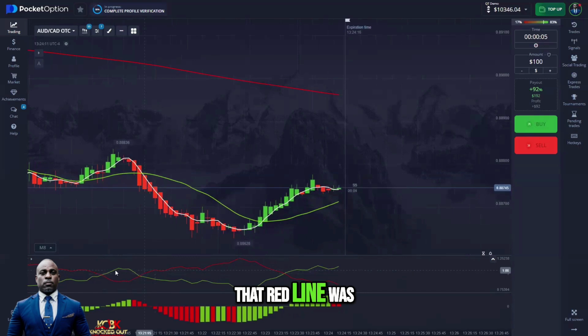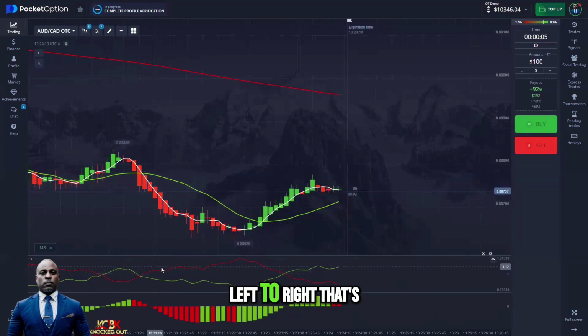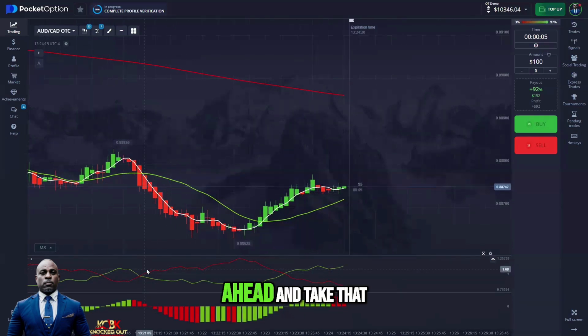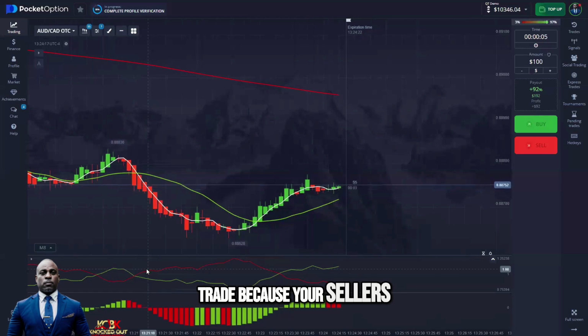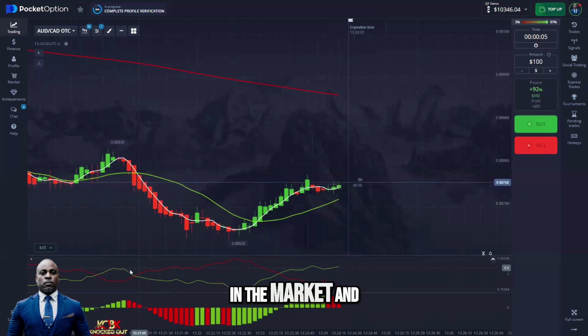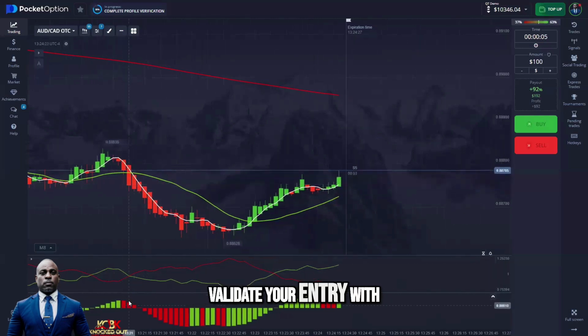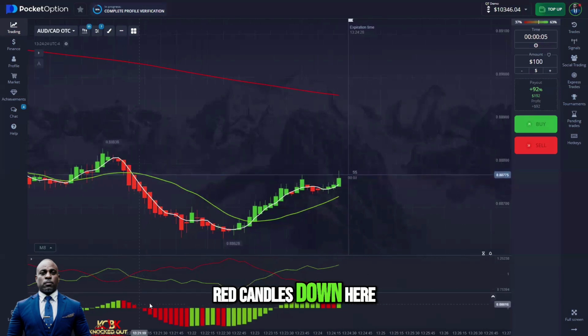Now, this line does not have to cross. If that red line was still on top from left to right, that's a signal to go ahead and take that trade because your sellers are still in control in the market. And then you want to validate your entry by making sure you have red candles down here.